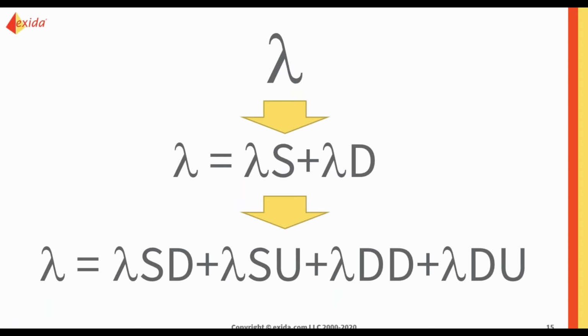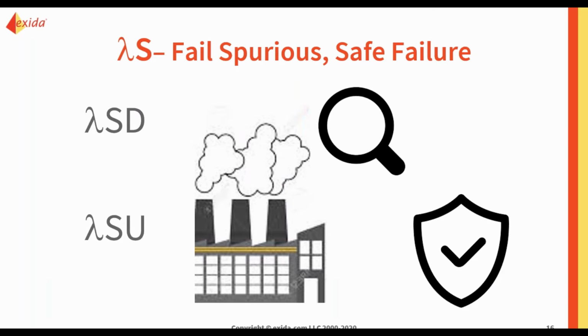Both these safe failures and these dangerous failures can then be broken up into further subcategories, whether they're detectable or undetectable by the device's internal diagnostics. So for example, the lambda D can be further broken up into lambda DD and lambda DU. The DD being your dangerous detected failures, and your DU is your dangerous undetected failures. And that is detected by those internal diagnostics. Let's take a deeper dive into what both of those mean.